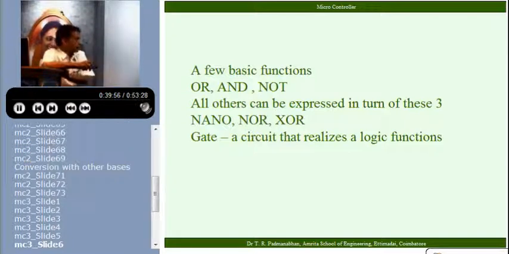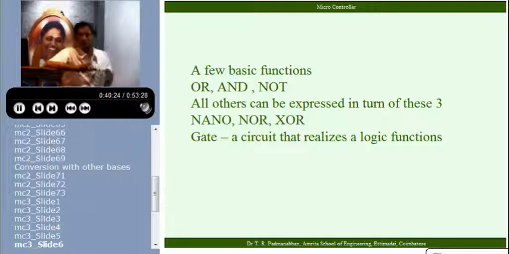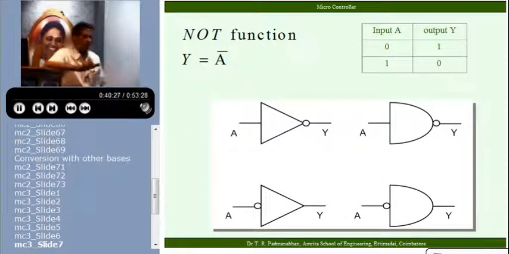Now, for every one of the functions, I can realize it using an electronic circuit. I have two Boolean variables. I have a function in terms of Boolean variables. I want to realize a function. I have a circuit for that. Such a circuit is called a gate. A gate, an electronic gate, is a circuit that realizes a logic function. I think we have to be familiar with the terminology. A gate is nothing but a circuit that realizes a logic function. I have an AND gate, OR gate, NOT gate, XOR gate, etc.